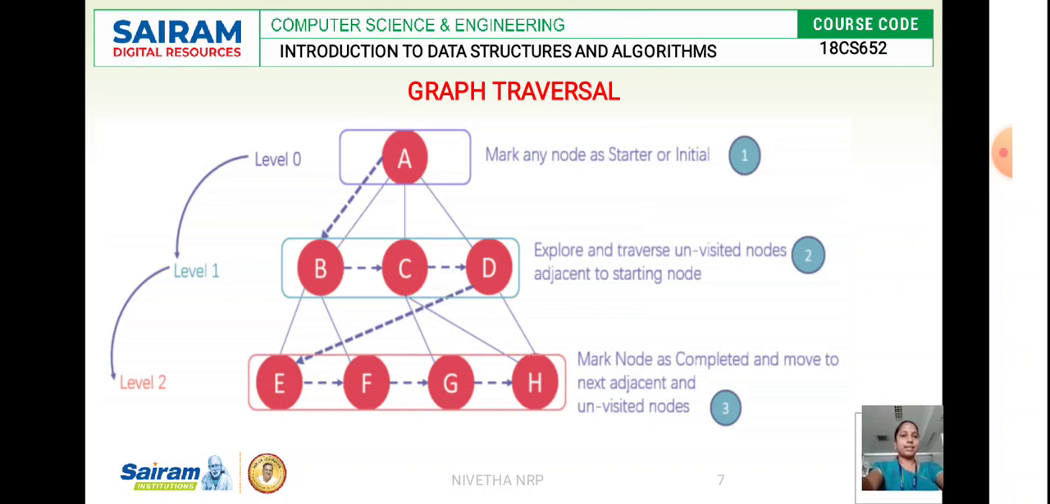Breadth-wise traversal is done here. So after completing the first level, it goes to the next level. We have level 2 where we have E, F, G, H. So we'll be visiting E followed by F followed by G followed by H. So this is BFS traversal.